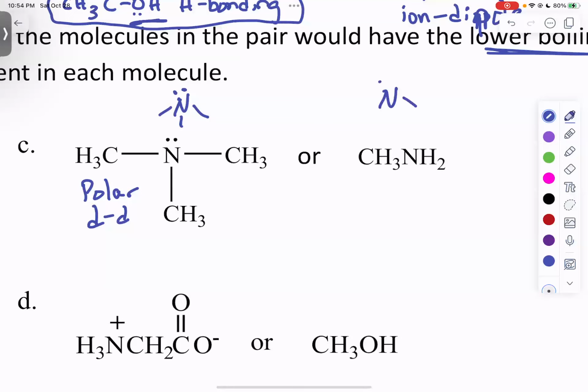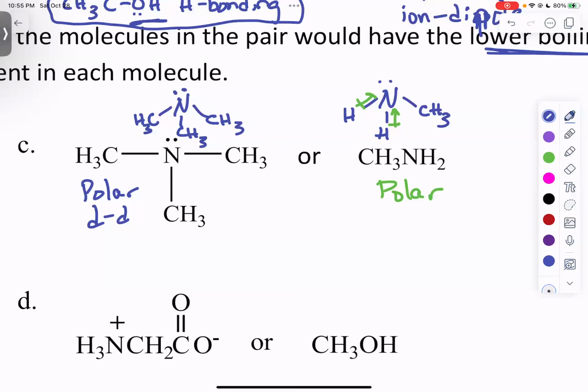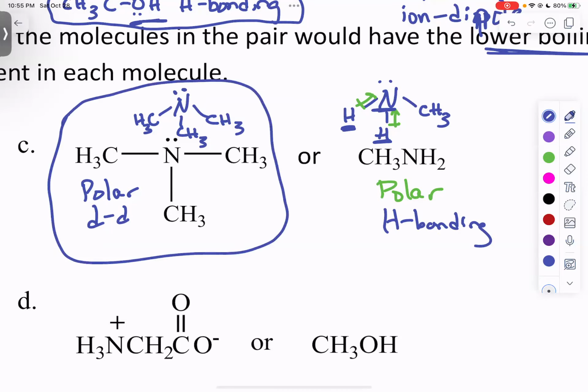CH3NH2 is the same nitrogen, but instead of having carbon groups, CH3, CH3, CH3, it has one carbon group, CH3, and then it has hydrogens. So each of these is a polar bond. And so this does make the molecule polar. But here's the great thing. We have hydrogens attached to an electronegative nitrogen. So this makes it hydrogen bonding. So which one is weaker and would therefore have the lower boiling point? That would be our first one.